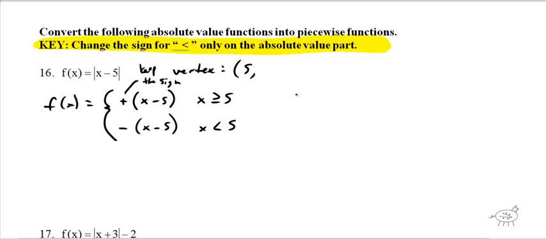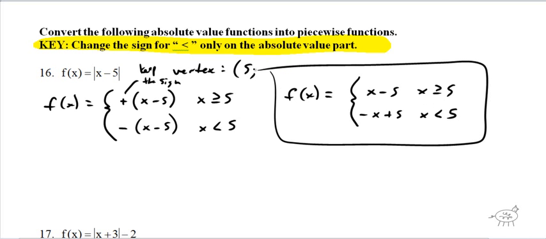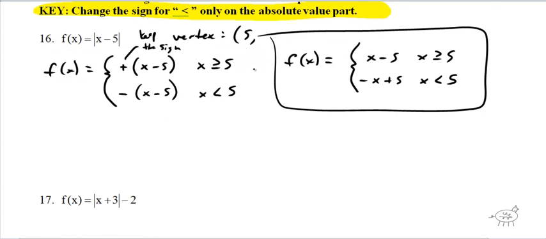So I need to finish this off, though. F of x is equal to, now I want to distribute that because I don't want to leave no parentheses in your final answer, guys, no parentheses. So you get basically x minus 5 when x is greater than or equal to 5, and negative x plus 5 when x is less than 5. And that's your answer. That's your piecewise function. Okay? Not difficult at all. Let's look at the next one.